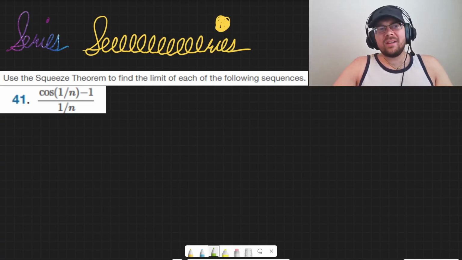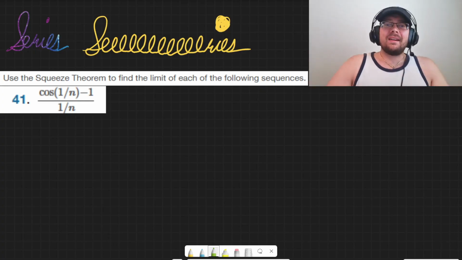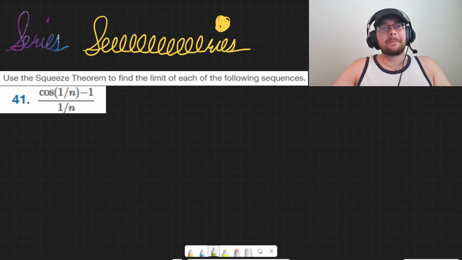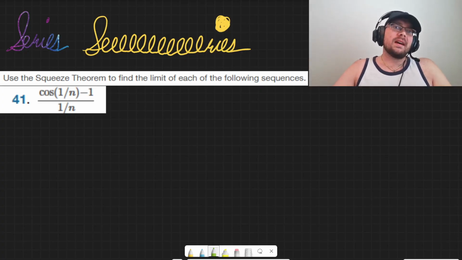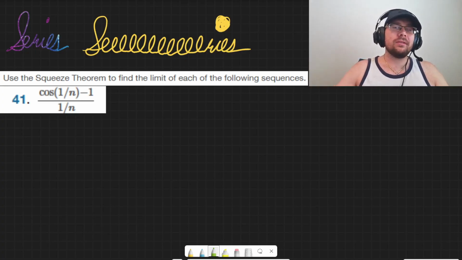We are using the Squeeze Theorem, as in, kill me now, to find the limit of each of the following sequences. So, number 41, cosine of 1 over n minus 1 all over 1 over n. I don't know who comes up with these problems. These are ridiculous.